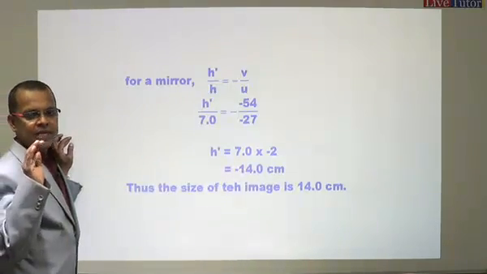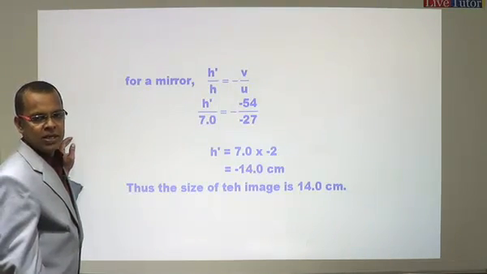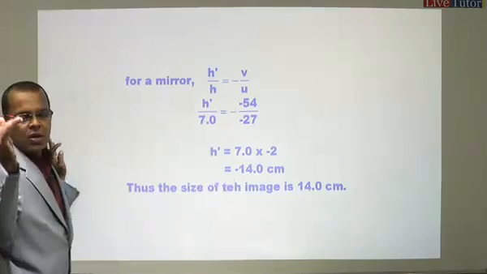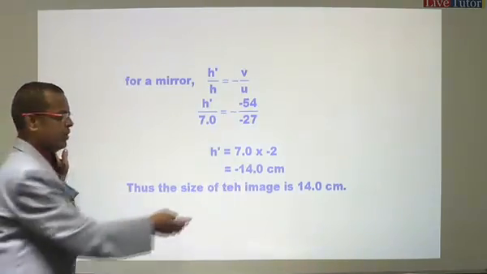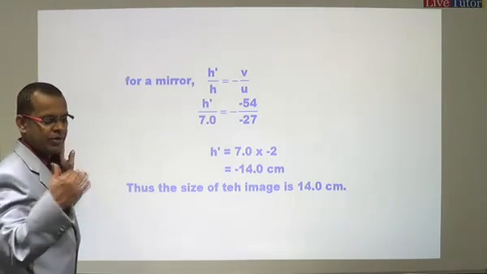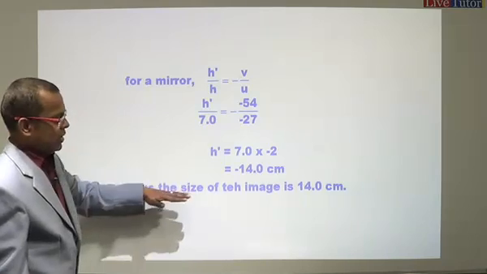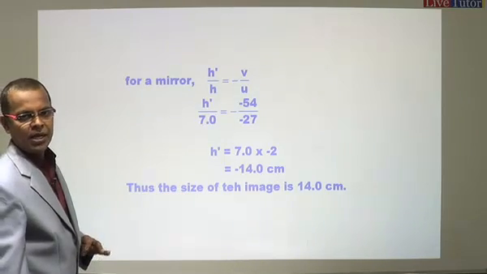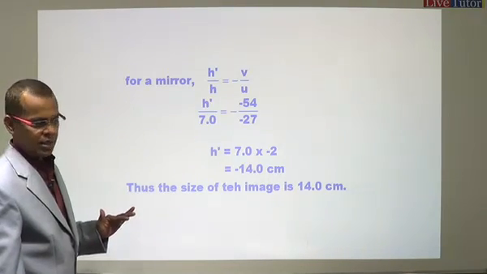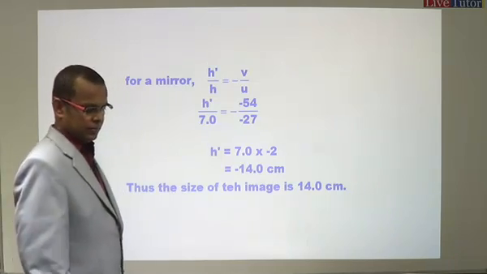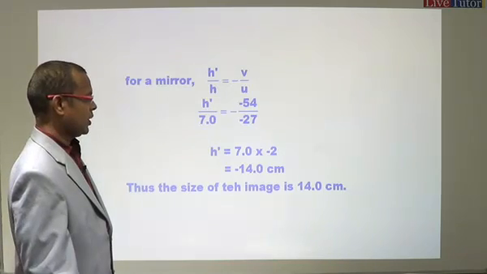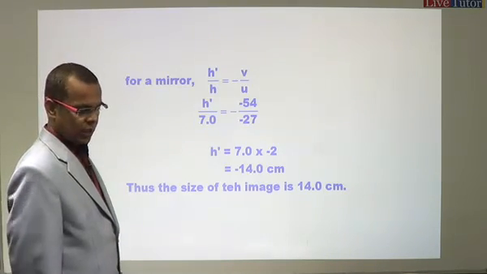The value minus 14 centimeter, the sign minus indicates only whether the image is above the axis or below the axis. For that only this sign. But the size of the image is 14 centimeter. That point only we have to remember. Okay? The size of the image is 14 centimeter. Since it is in front of the mirror, it is a real one. Okay? Got it?